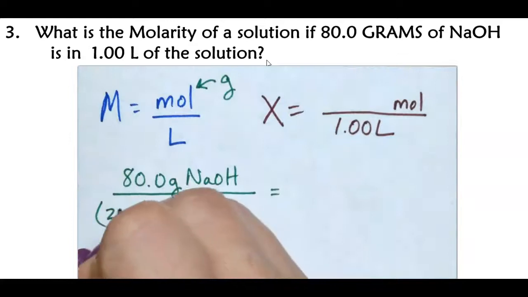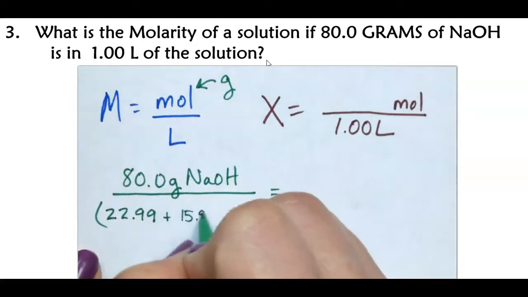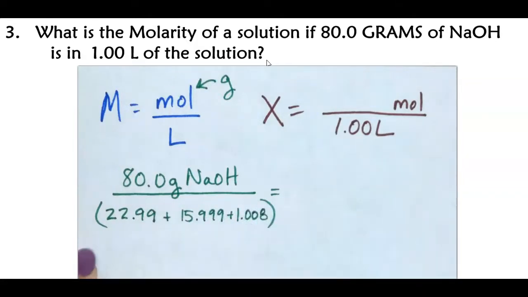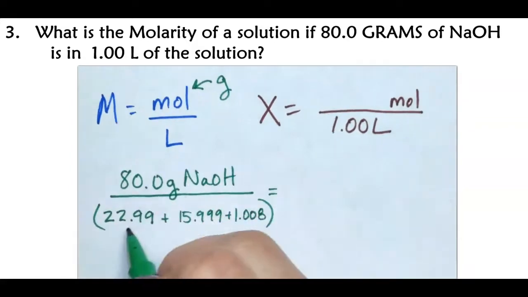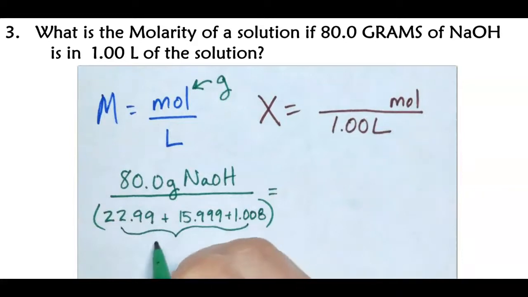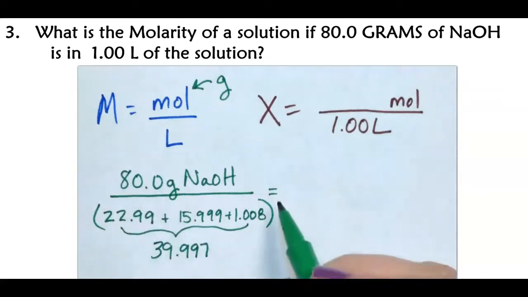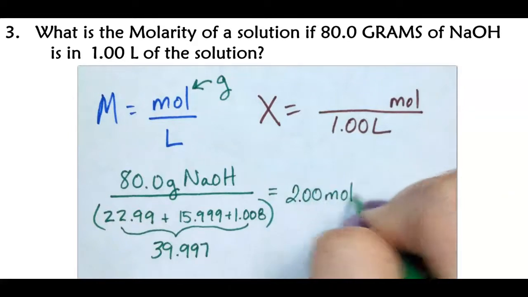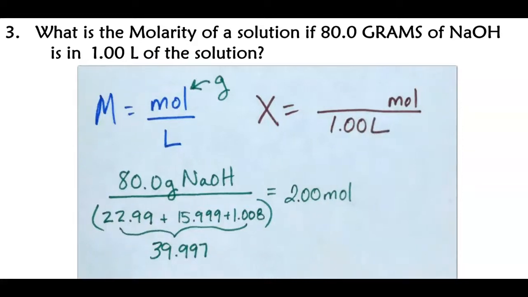So we have 22.99 plus 15.999 plus 1.008. And so when we do this math, we're going to get, for this molar mass down here, 39.997. And then we're going to do 80 divided by that value to get our amount in moles, which will be 2.00 moles.